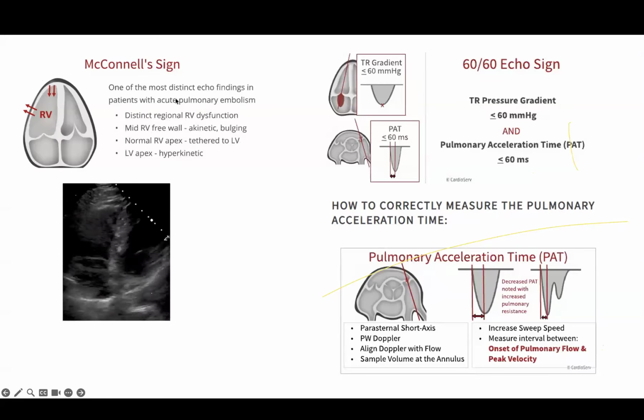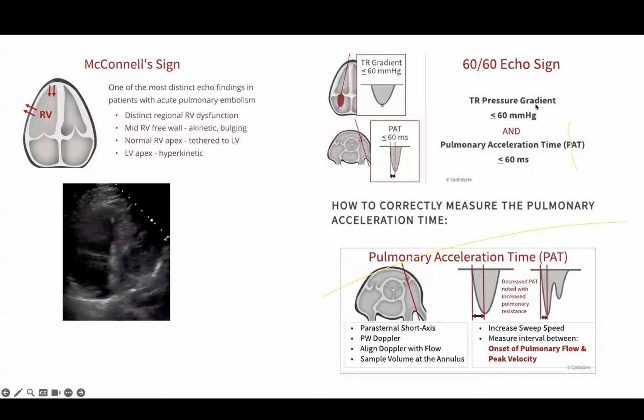All right. So distinct regional RV dysfunction. There will be mid RV free wall akinesis with a normal RV apex. So the free wall will be akinetic, the RV apex will be normal, and the LV apex will be hyperkinetic.